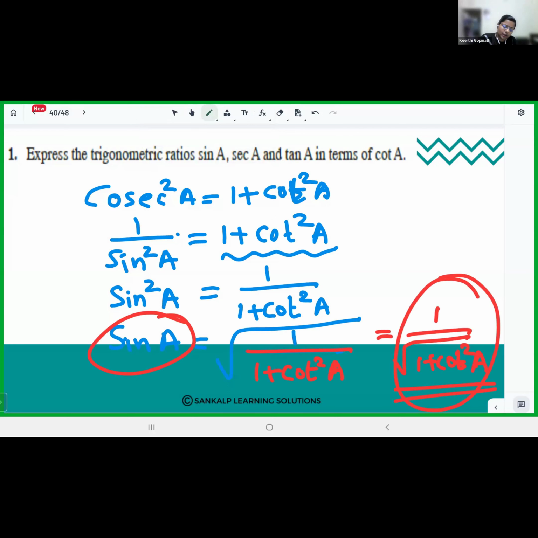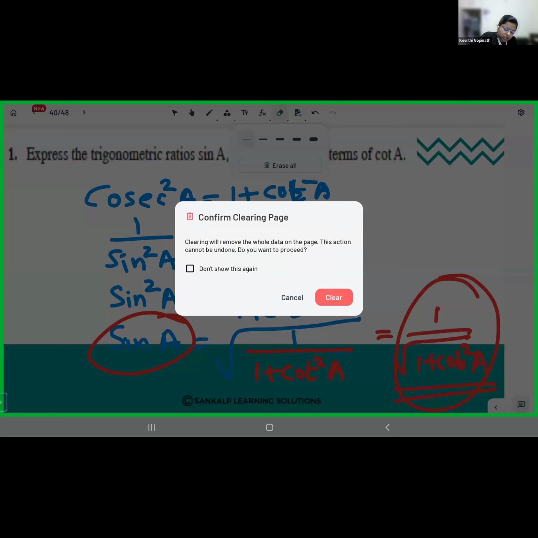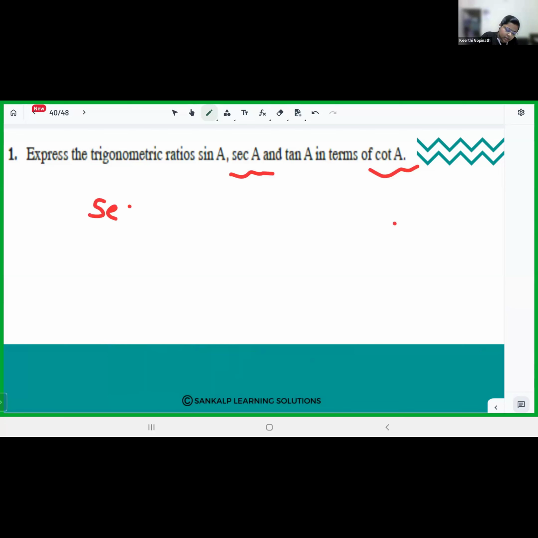Now sec A in terms of cot. The second one is sec A. Consider sec square A is equal to 1 plus tan square A. There isn't any identity connecting sec and cot directly, so you consider the reciprocal of cot, which is tan. There is an identity connecting sec and tan, so I consider that sec square A is equal to 1 plus tan square A. We have to connect sec and cot, right? So convert this tan square A in terms of cot square A.